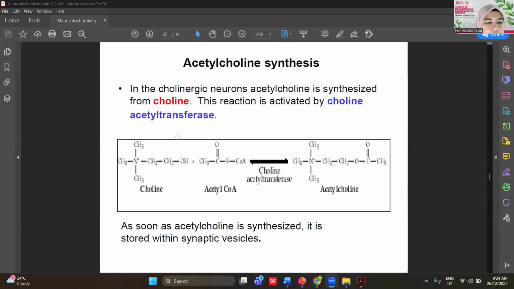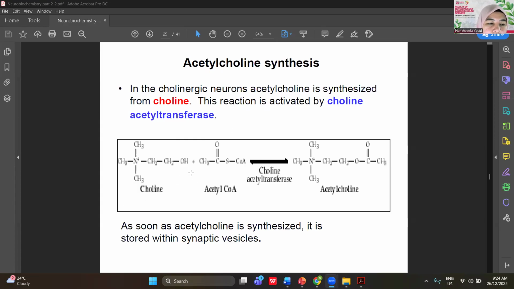So let's look at acetylcholine synthesis. Acetylcholine is synthesized in cholinergic neurons. It is formed from two components: choline and acetyl-CoA. Choline is obtained from the diet or recycled from previous neurotransmitter breakdown. Acetyl-CoA is produced in mitochondria as part of cellular metabolism.